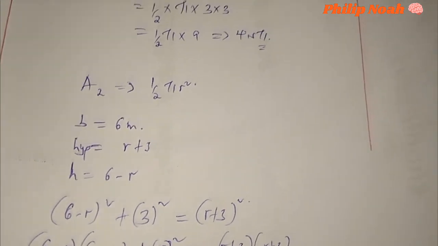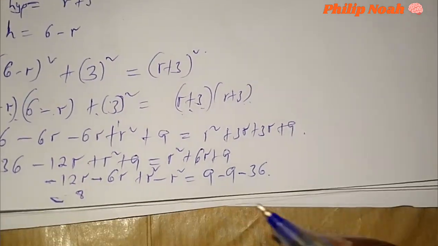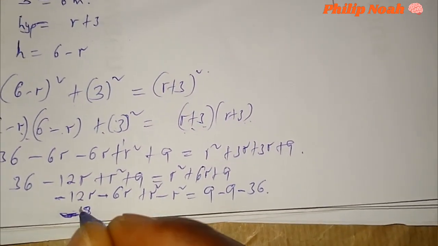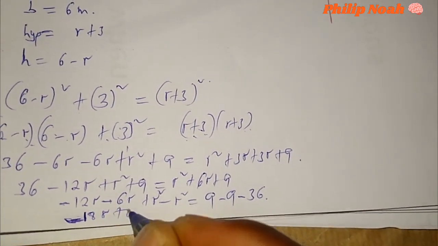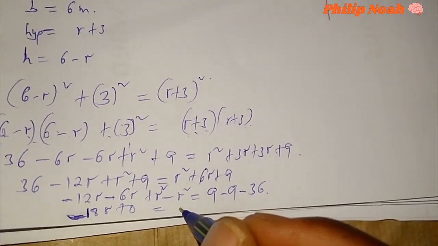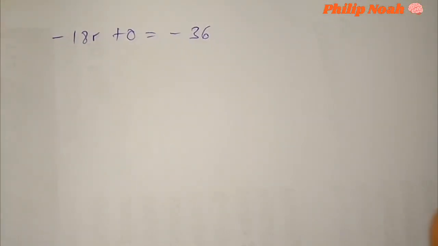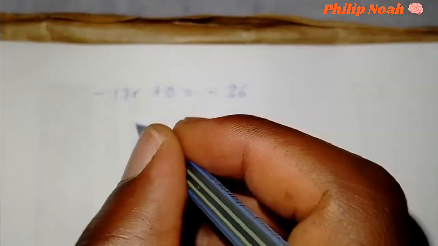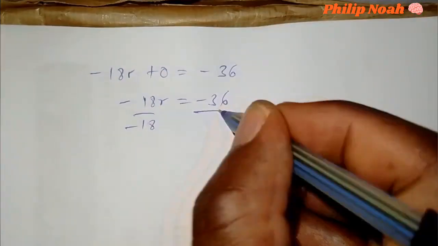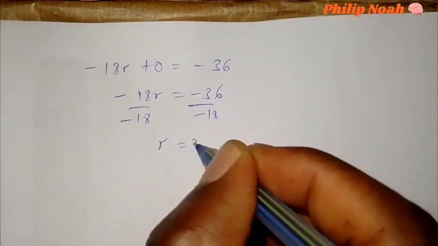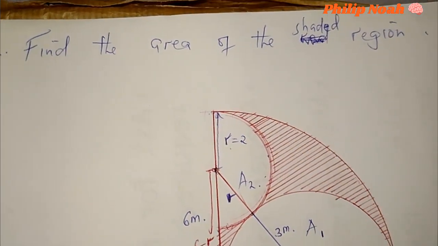Now you have negative 18r plus 0 is equal to negative 36. Are we there? So we solve for r: negative 18r is equal to negative 36, over negative 18, r becomes 2. So this length here, r, is equal to 2 meters.